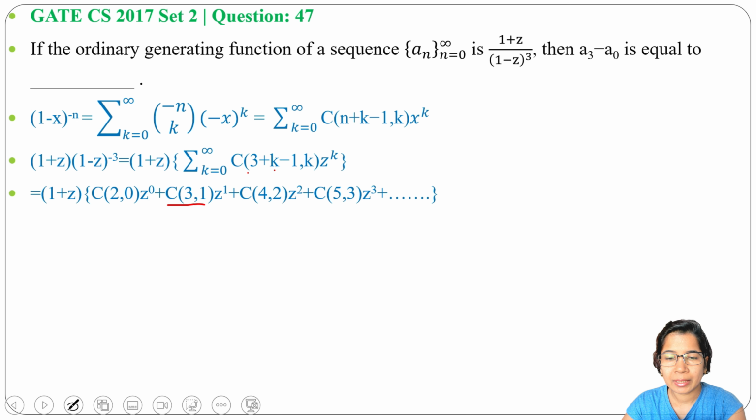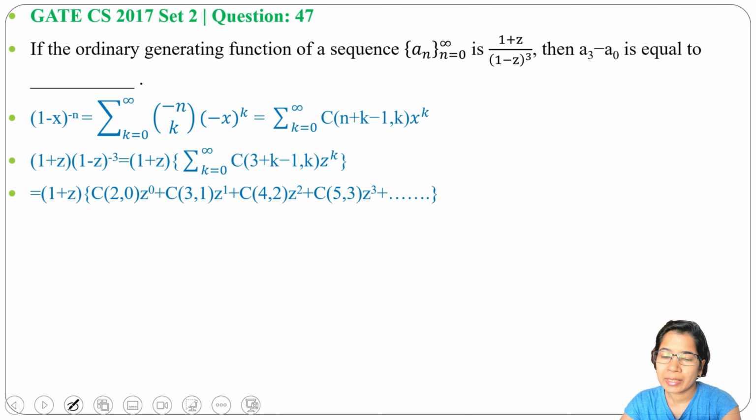Next term, 3 plus 2 minus 1: 3 plus 2 is 5, 5 minus 1 is 4. So C(4,2) z square. Next term, 3 plus 3 is 6, 6 minus 1 is 5, and here is 3. So C(5,3) z cube.